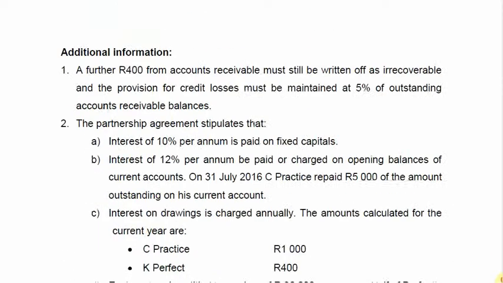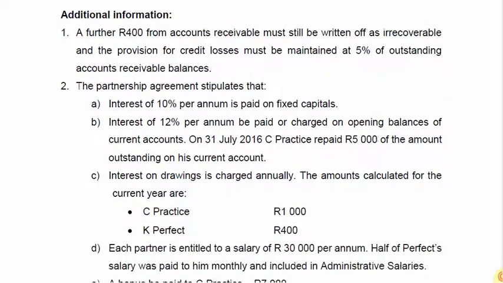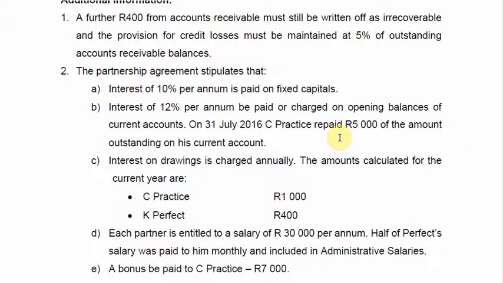If you turn your page, you will find that they have provided you with some additional information. Note number 1 says that a further 400 Rand must be written off as the accounts receivable will not pay, and then your provision must be maintained at 5% of the accounts receivable balance. In number 2, they provide you with information around the agreement of the partnership, and they tell you that interest on capital is 10%, interest on opening balances of the current account is 12%, and they remind you that C Practice repaid 5,000 Rand of the outstanding current account.